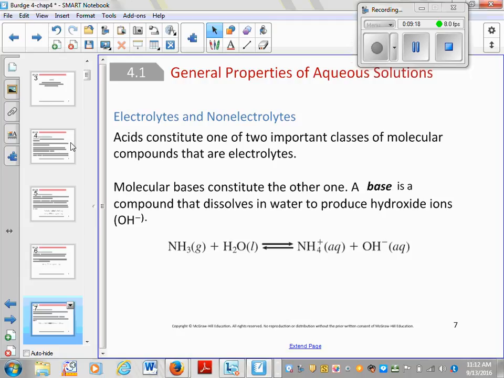Acids are molecular compounds that are electrolytes. We just talked about HCl. HCl gas in water is hydrochloric acid, so that's an electrolyte. You can have molecular bases. So ammonia gas in water gives you this NH4 plus and the OH minus. So again, we have a plus and a minus. It's an electrolyte. Conducts electricity.